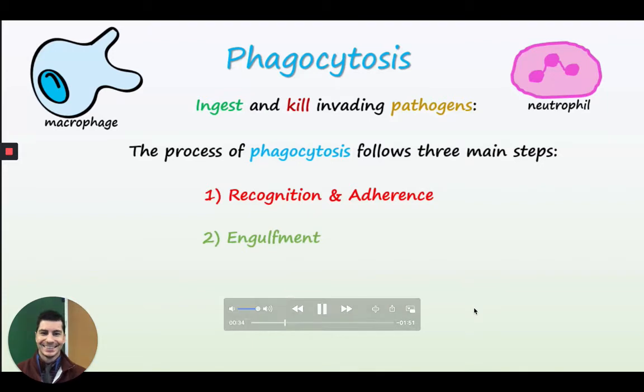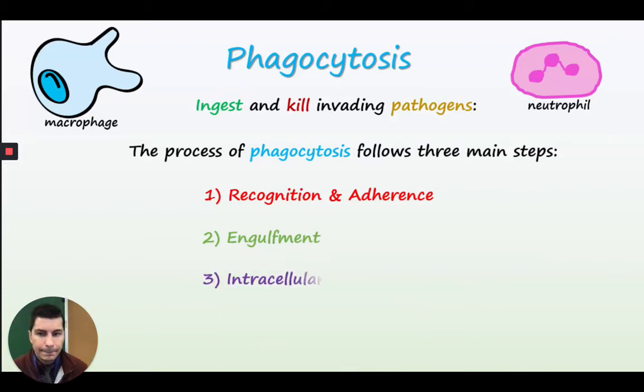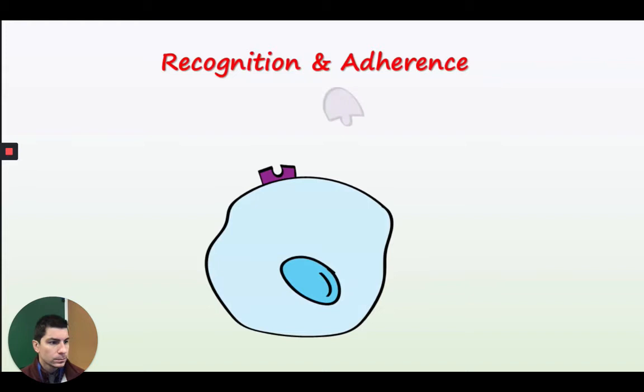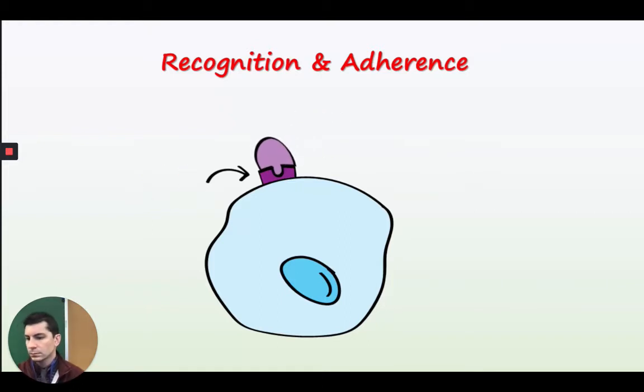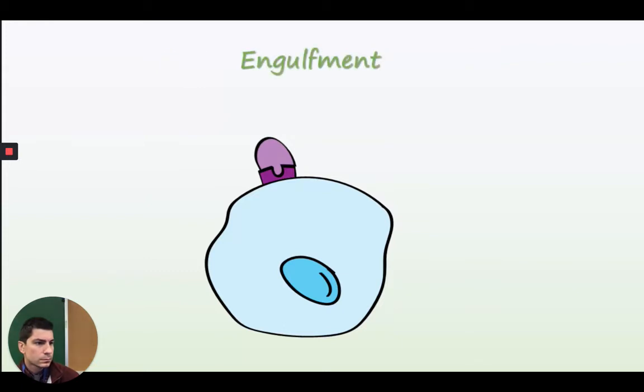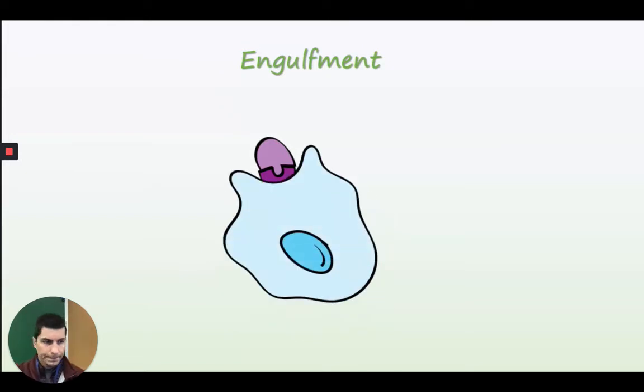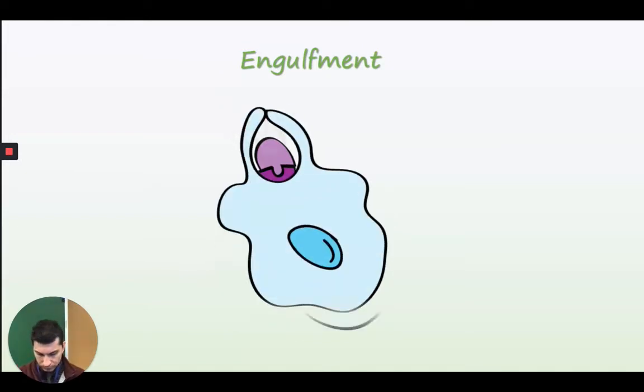And finally, intracellular killing. Direct recognition and adherence occur when a pathogen-associated molecular pattern, or PAMP, expressed by a microbe, binds with a toll-like receptor on the membrane of a phagocyte. During engulfment, extensions of the cytoplasm move around and eventually enclose the particle in a membrane-surrounded phagocytic vesicle, or phagosome.